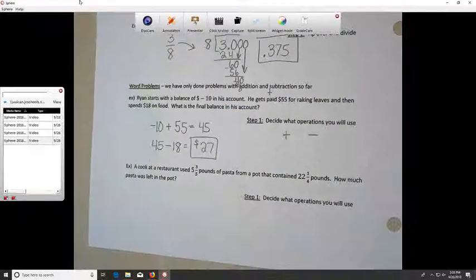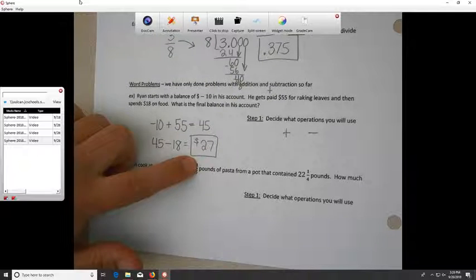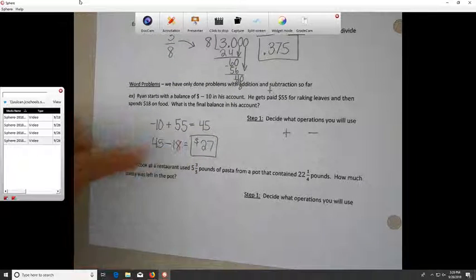Alright, now if it's a show your work question on the quiz, make sure that you're showing both steps of your work. Alright, don't just write an answer and don't skip steps. Okay, you got to show all your work to get full credit.